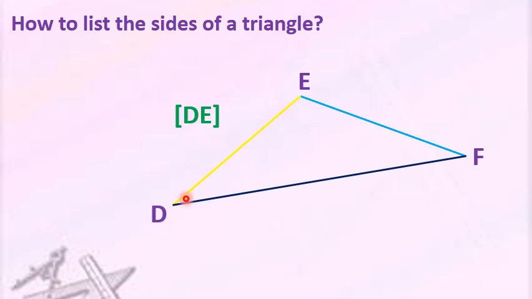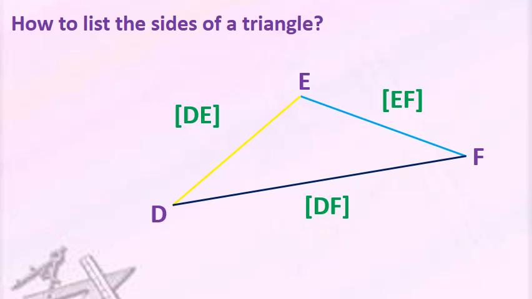We have this extremity and this extremity. So this is DE. We put the sign of a segment. Again, this side is EF. How did we name it EF? Because this is the extremity E. This is the extremity F. We put EF next to each other and the sign of a segment.